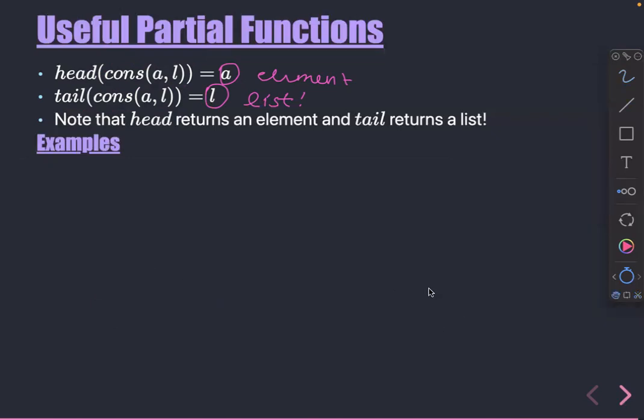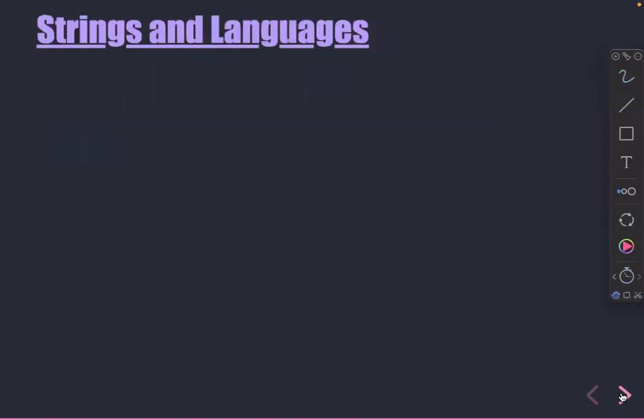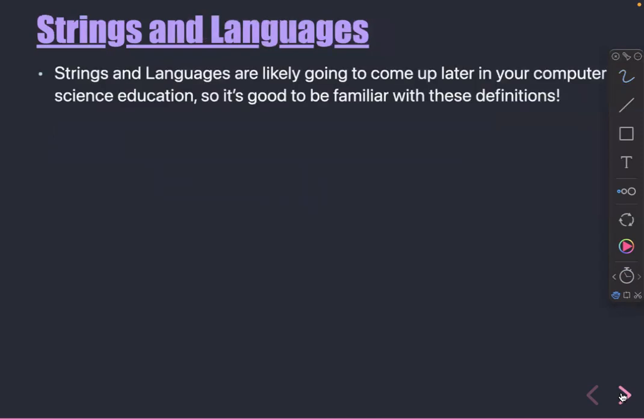And there's just one final note I wanted to leave on, and that's the idea of strings and languages. The reason I want to talk about this is we're not going to really use this in this course, but it's also something that's going to come up mostly in your theory of computation courses. And so it's good to be familiar with these definitions.